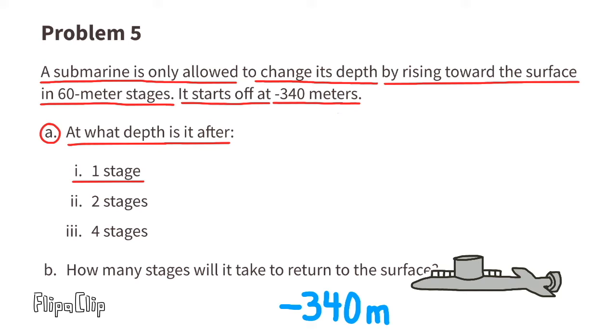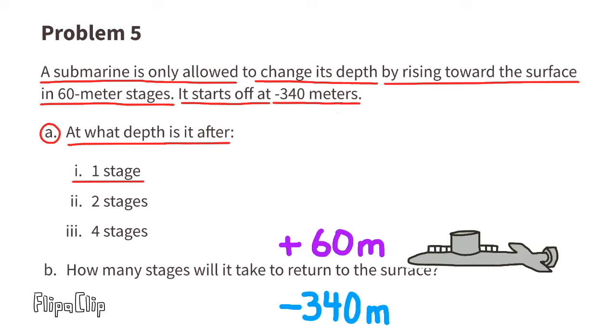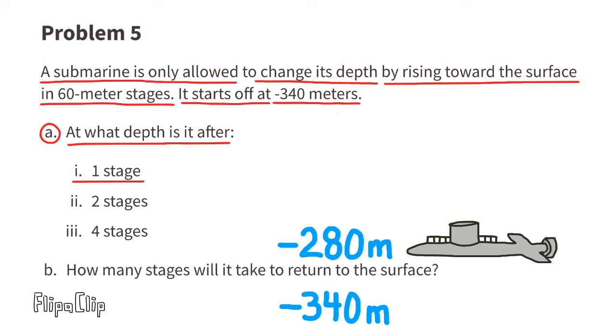After the first stage, it rises 60 meters. Negative 340 plus 60. That equals negative 280 meters. So after the first stage, the submarine is located at negative 280 meters, or 280 meters below the ocean's surface. At what depth is it after two stages?